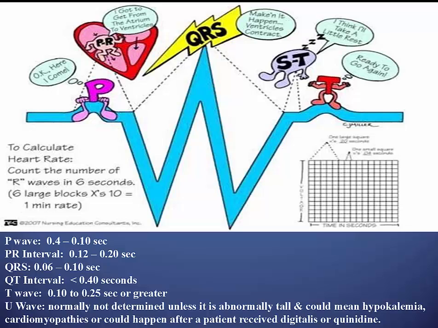Starting with the P wave, 0.04 to 0.10 seconds, PR interval 0.12 to 0.20 seconds, QRS 0.06 to 0.10 seconds, QT interval less than 0.40 seconds, T wave 0.10 to 0.25 seconds or greater. The U wave is normally not determined unless it's abnormally tall, but it could mean hypokalemia, cardiomyopathies, or it could happen after a patient received digitalis or quinidine. Now don't confuse that the tall peaked T waves could be hyperkalemia.